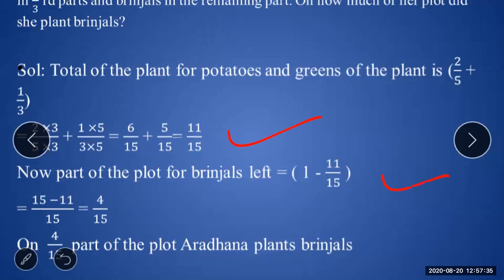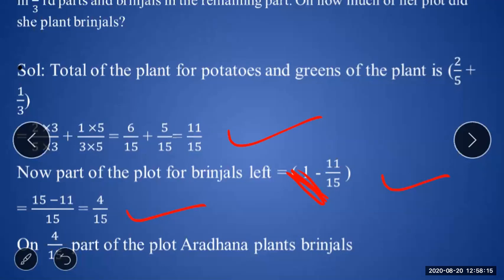What will you do? You will cross multiply. See here why I have written 15, how it came? 15 को मैंने किससे multiply किया? 1 से. 15 1s are 15. 15 minus 11 upon 15. Now here 15 minus 11, we got the answer as 4. So 4 upon 15 is remaining. The remaining part was of which vegetable? The remaining part was of the vegetable brinjal. So brinjal को कितना part लगा? Brinjal got a 4 upon 15 part.